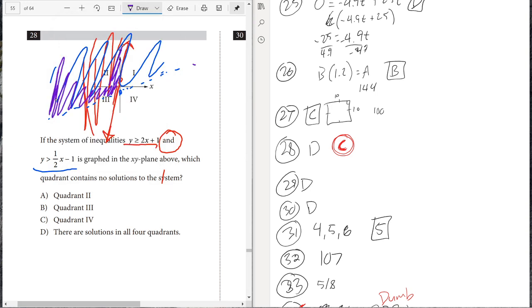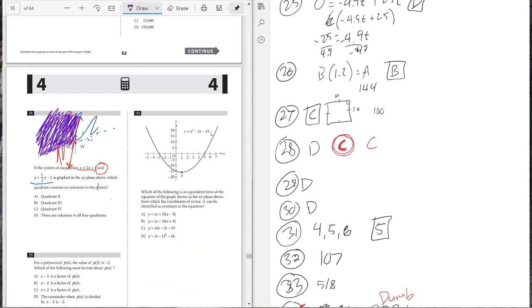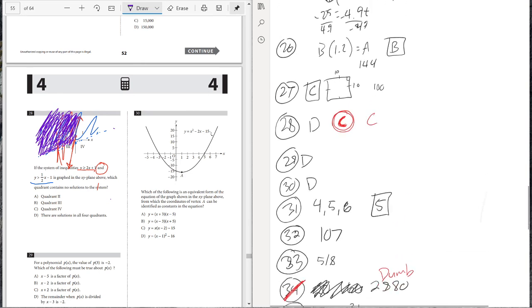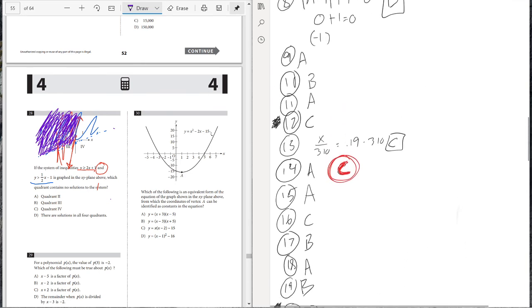This overlaps all the quadrants except for 4. Yeah, I was thinking like, hey, quadrant 4 is intersected a little bit, but only by the one graph, and it's only what they have in common. Wow, that was dumb. Yeah, so it was quadrant 4. It was C for 28. 28 was C, yeah. All right, whatever. It is what it is. And that was just a dumb mistake.